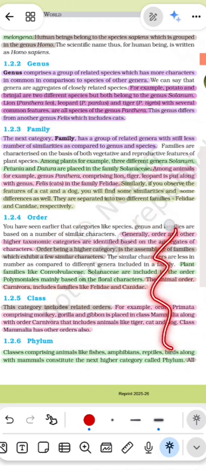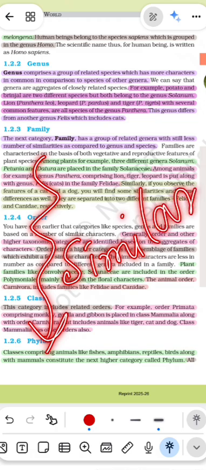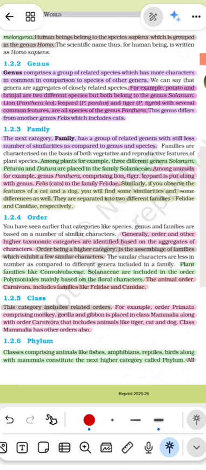So when we go for higher taxa, the similar characters go decreasing. Similar characters go decreasing.